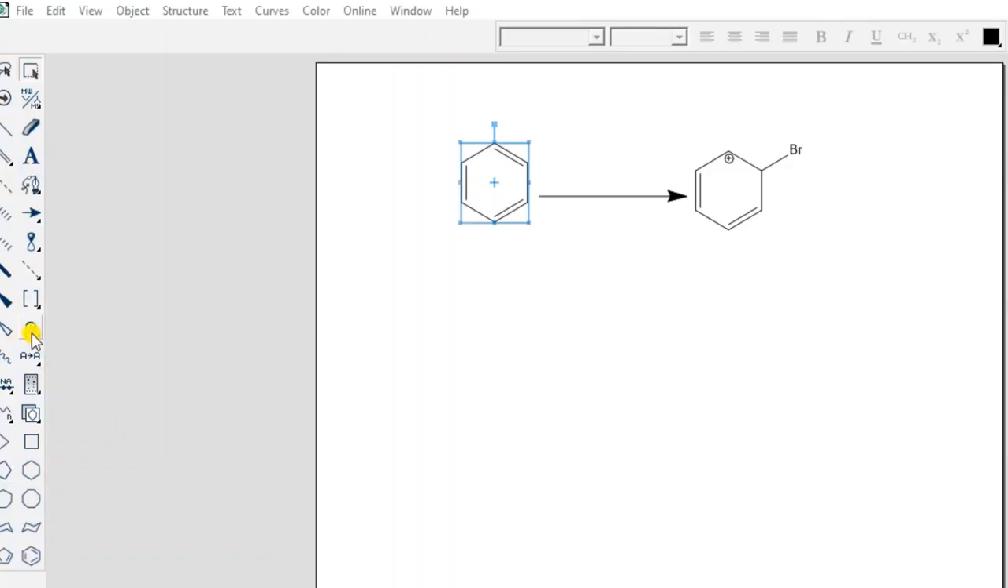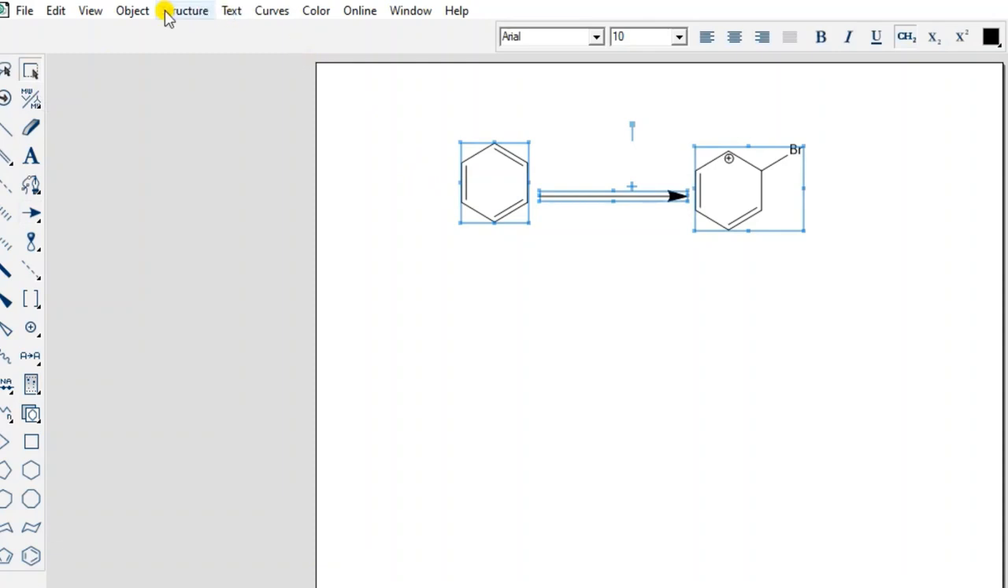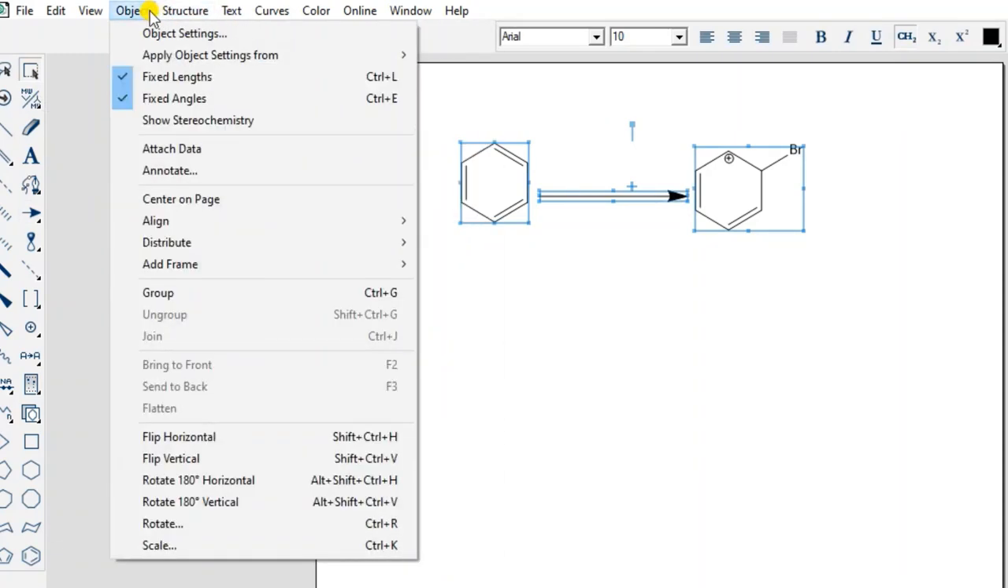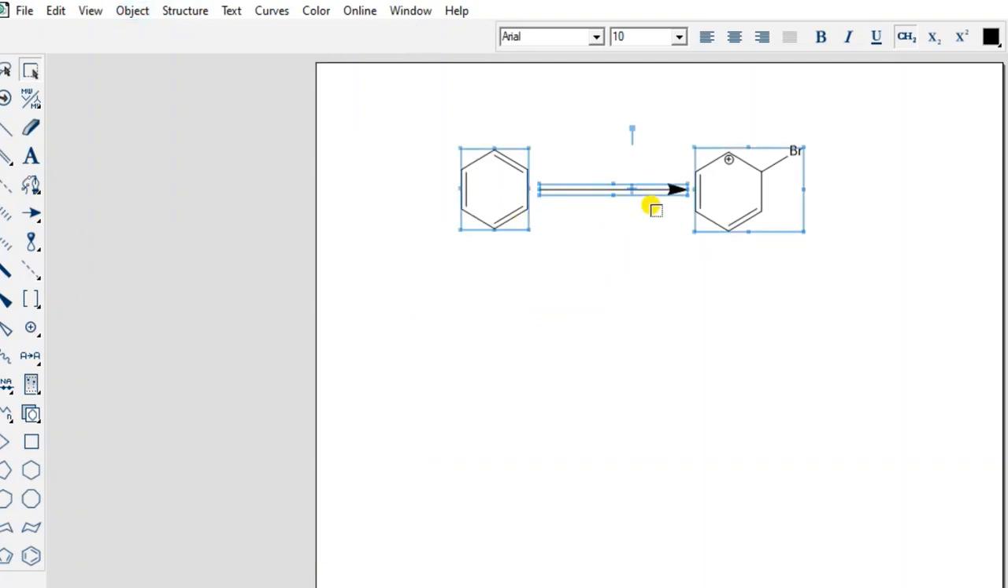The next tip is how we can align this structure. As you are watching, they are not equally drawn, they are not equally aligned. So how can we align them? We first select both structures with the arrow, and then we use Object, Align, and then top, bottom, center. So in this way you are watching that both these structures as well as this arrow have aligned.